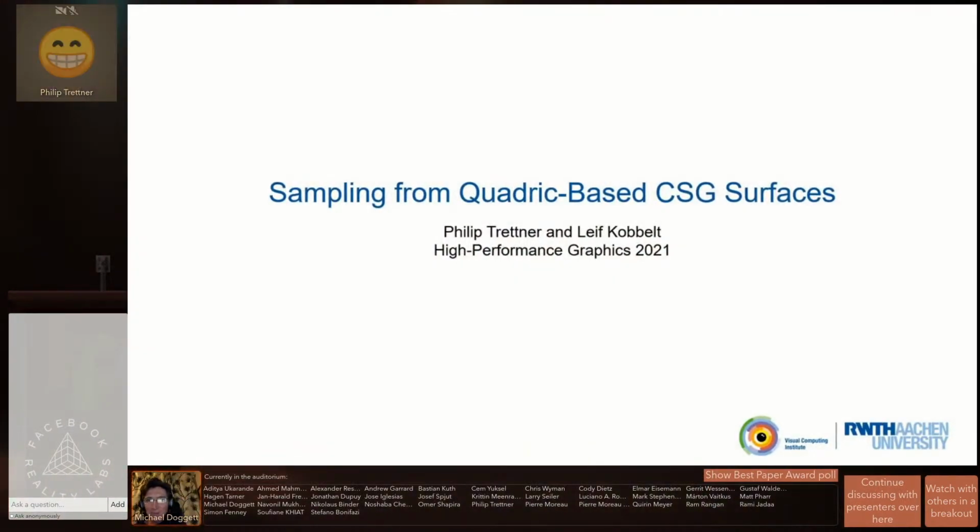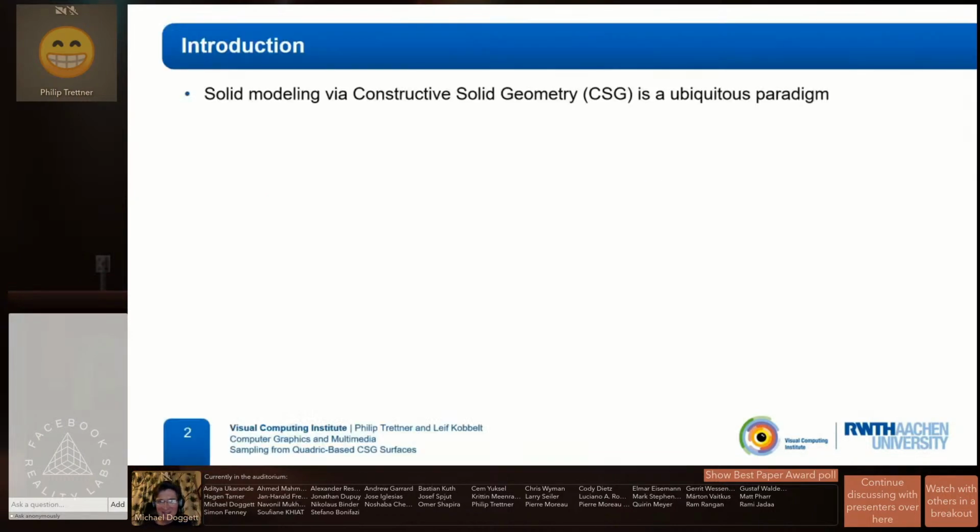Hello and welcome to my presentation. I'm Philip Trettner and we present a method to sample efficiently from Quadric-Based CSG surfaces. In this context, CSG means constructive solid geometry, and it is a natural and quite ubiquitous paradigm, especially in solid modeling, in 3D modeling, and even in level design.